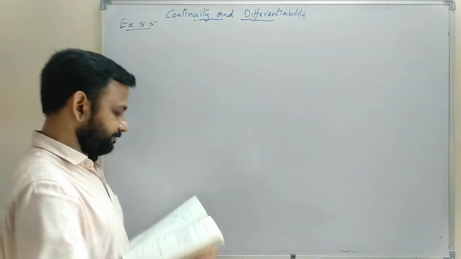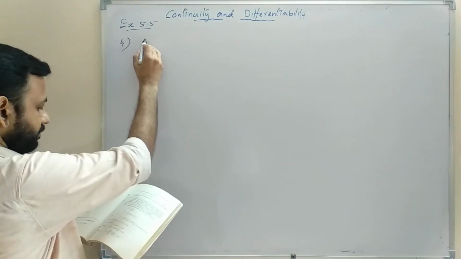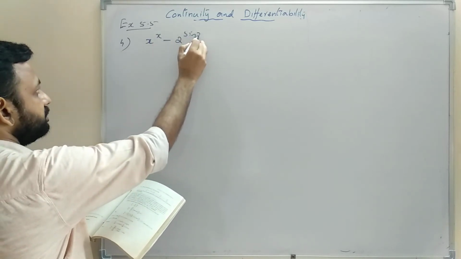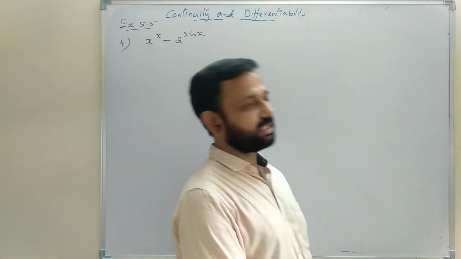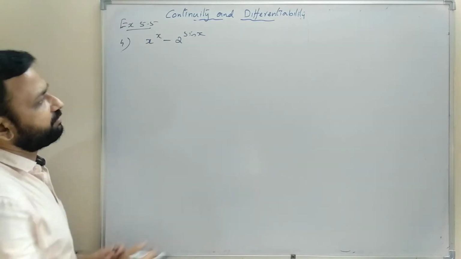Here the question, the fourth one, is x raised to x minus 2 raised to sin x. So here we have 2 functions, x raised to x and 2 raised to sin x. So we can use this formula.